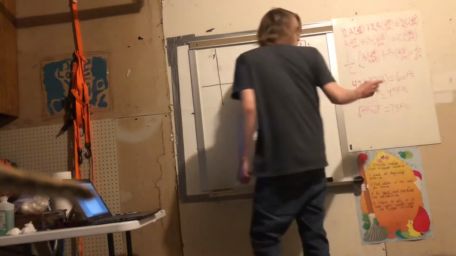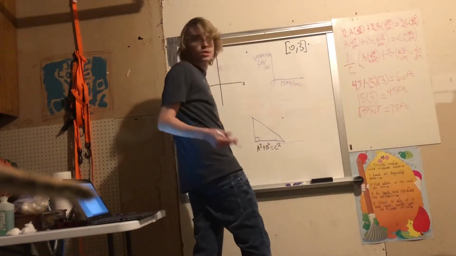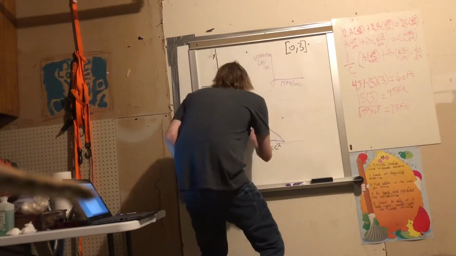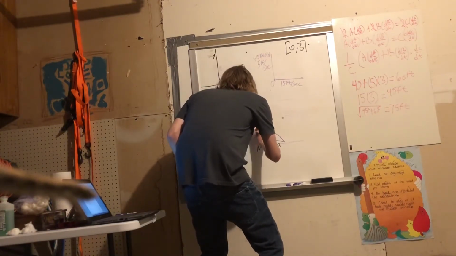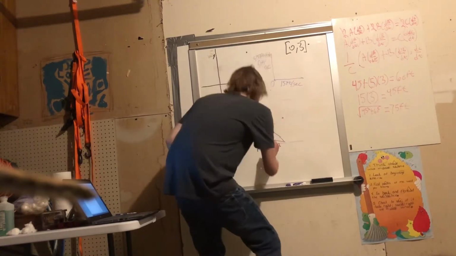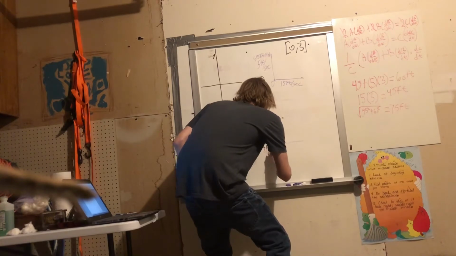So I'm going to go ahead and mark this on my other triangle here. It's always good to keep proper notation of what you're doing. So for the A, that's going to be 60 feet. That's going to be 75 feet. And then this right here is going to be 45 feet on the bottom.